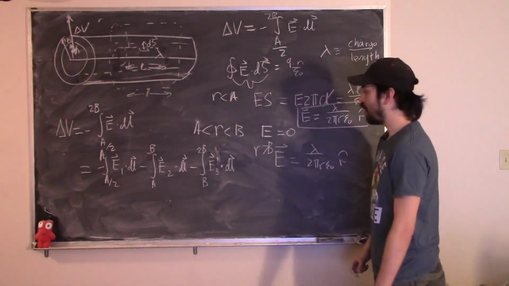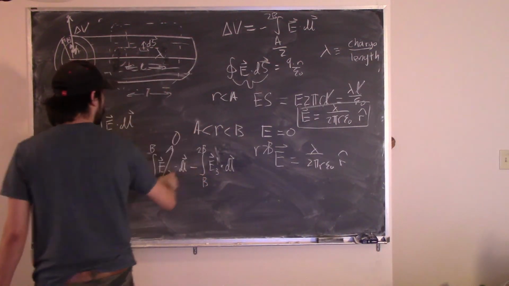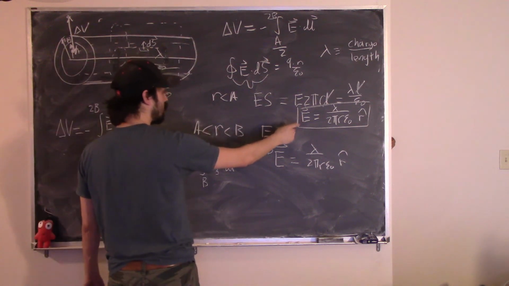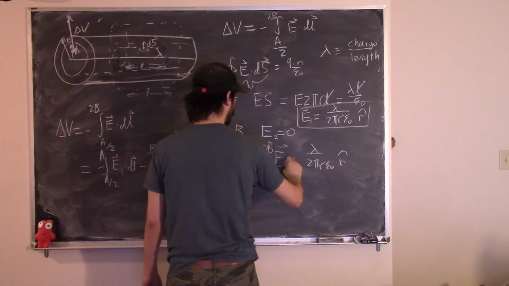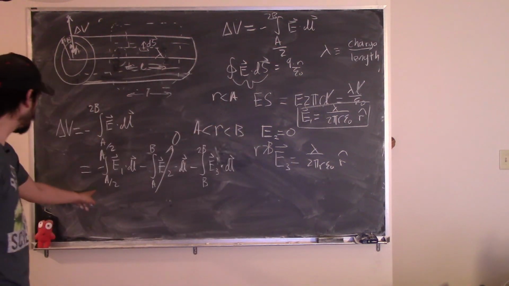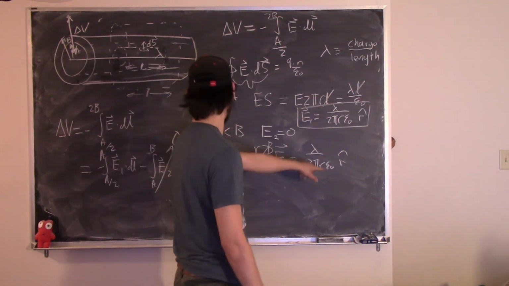Okay. Now, when we're looking at these integrals, the first thing that we can notice is this one is going to be 0 because our electric field here is 0. So this is E1, E2, E3. And then all we need to do is plug in our electric field E1, electric field E2, and then evaluate these integrals.